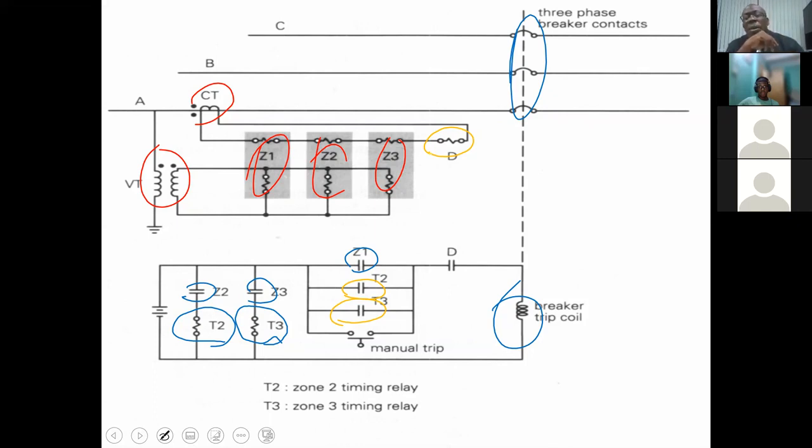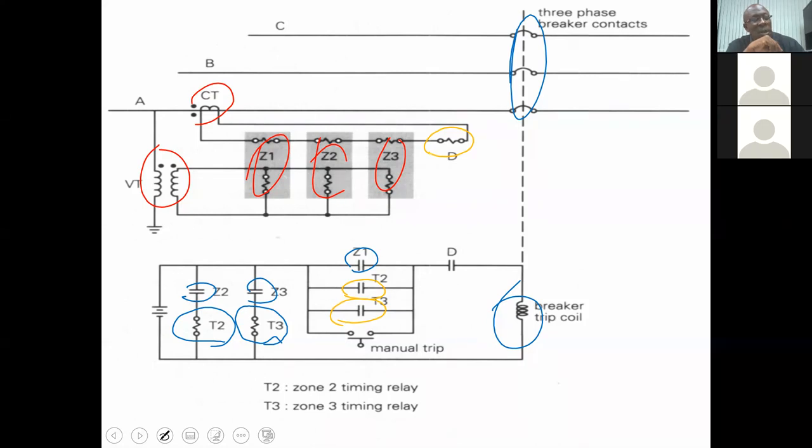Sir, the Z2 and the Z3 that you circled in blue, can you just go over one of them, just one example? Because I realize that they're connected in shunt to the power source, and to me that looks like a short circuit. What they are doing is energizing the timer.